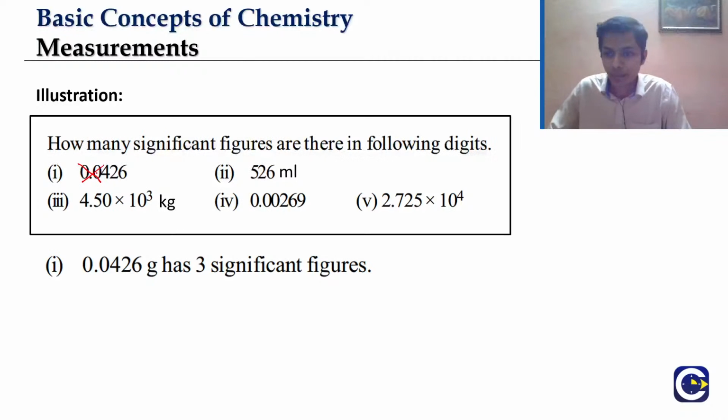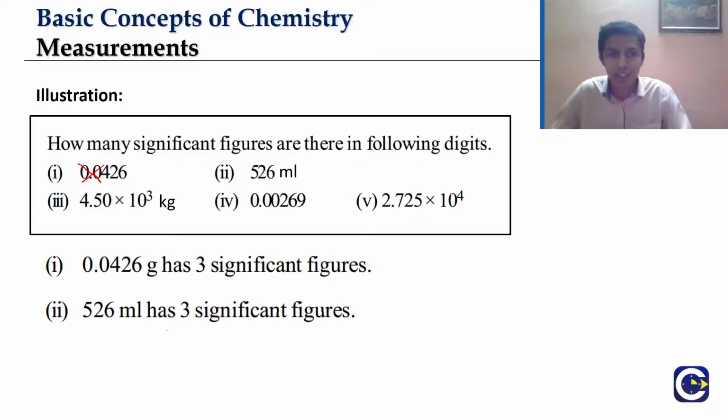Second one, 526 ml. How many significant figures does 526 ml have? Yes, 3. Very good. Third one, 4.5 into 10 power 3 kg has how many significant figures? 4.5 into 10 power 3 has 2 significant figures.